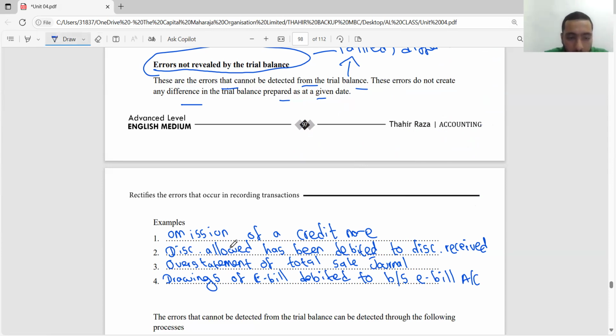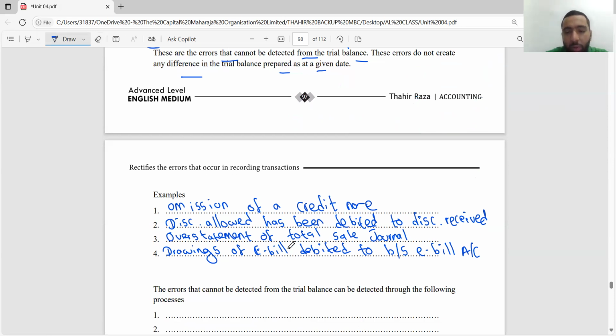Right? Okay. Discount allowed has been debited to discount received. What is the double entry for discount allowed? What is the double entry for discount allowed? Discount allowed is what I want to know.